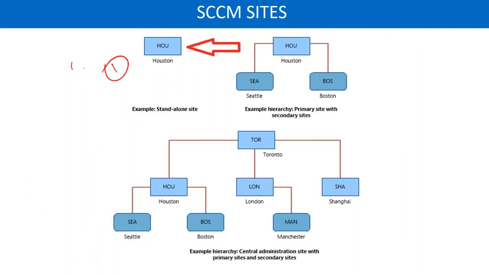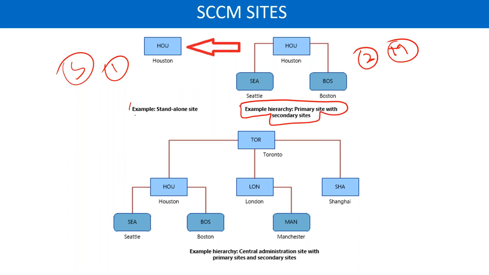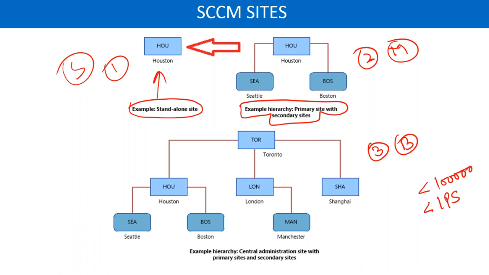Understood. So the first one is for small companies, with only one primary site, a standalone site without any secondary. The second is for mid-size companies, with one primary plus secondaries. Now the third architecture is for big companies like Accenture, Deloitte, IBM, where you have more than 100,000 devices and more than one primary site. Only then do you need to go with this architecture.